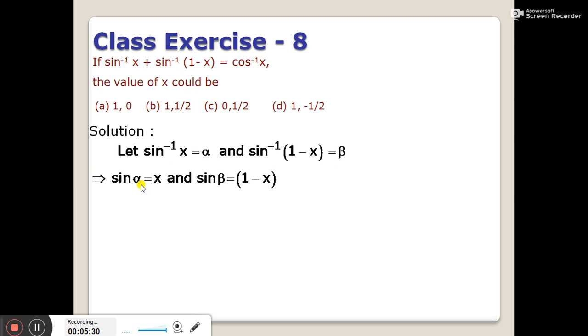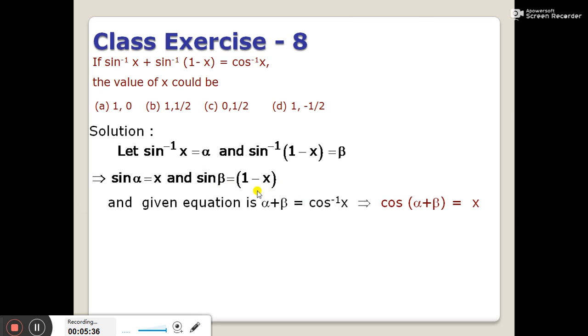It means sine alpha is equal to x and sine beta is equal to 1 minus x. Now the given equation becomes alpha plus beta is equal to cos inverse x. Therefore we can write this as cos of alpha plus beta is equal to x.